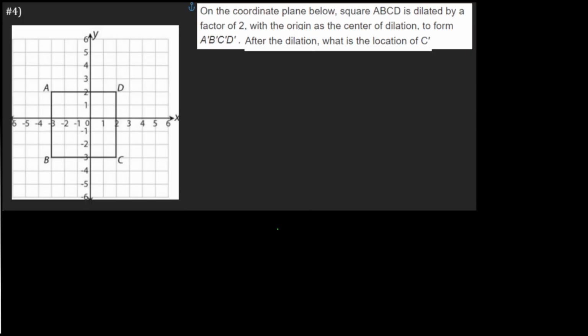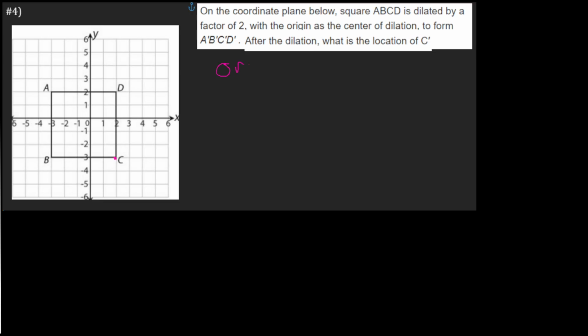For number 4, it says on the coordinate plane below, the square ABCD is dilated by a scale factor of 2, with the origin as the center of dilation, to form A'B'C'D'. After the dilation, what is the location of C prime? So what I'm going to do is find my original first. So let's say C right here.